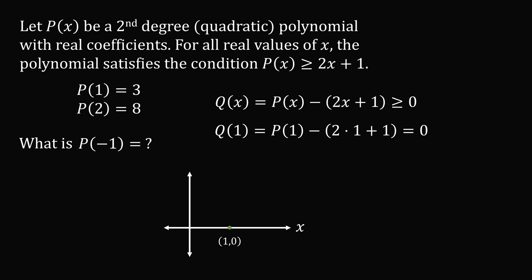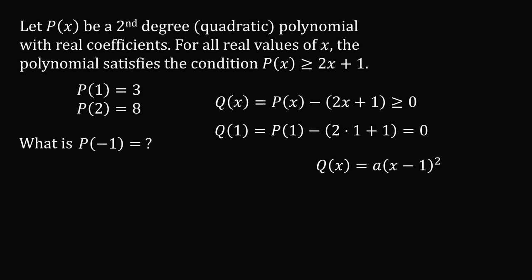We have one point that's (1, 0), and we know that q of x is greater than or equal to 0. We're going to have one turning point here because it's a quadratic, so the graph will look something like this. So x is equal to 1 is a double root. So q of x is equal to a scaling factor a multiplied by the square of x minus 1.